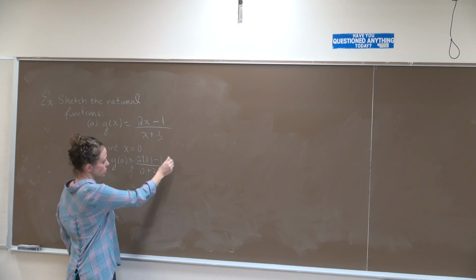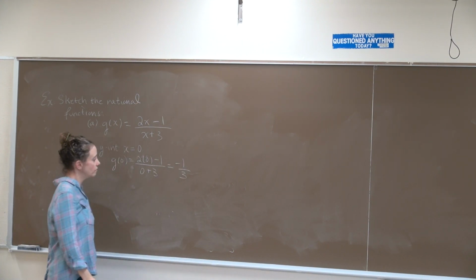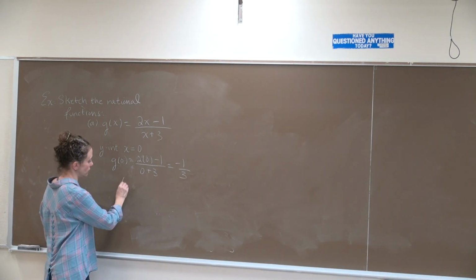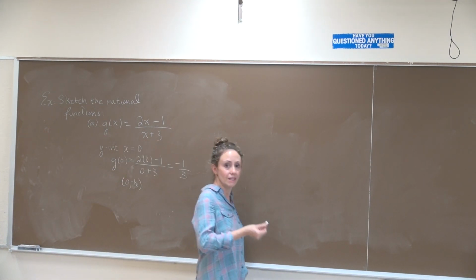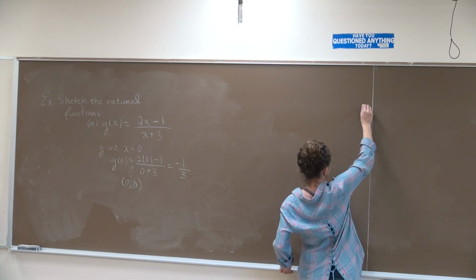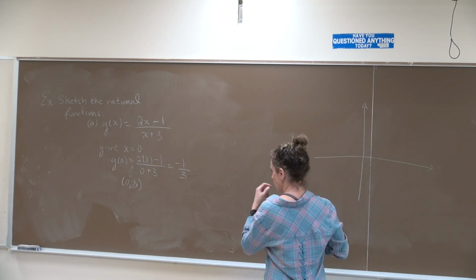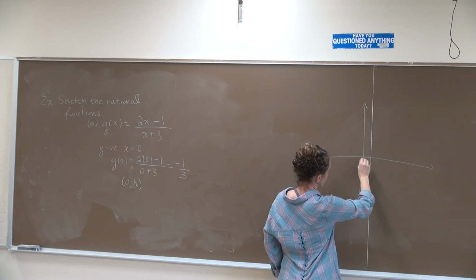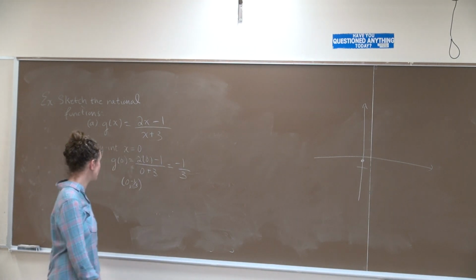It looks like 2 times 0 minus 1 is negative 1. 0 plus 3 is 3. So I have a y-intercept at negative 1/3. So the ordered pair 0, negative 1/3 is going to be on my graph. I'm going to start putting together the information that we need on the graph right here. Let's graph that ordered pair 0, negative 1/3. Right around here is negative 1/3 on the y-axis. So there's 1 point on our y-axis.